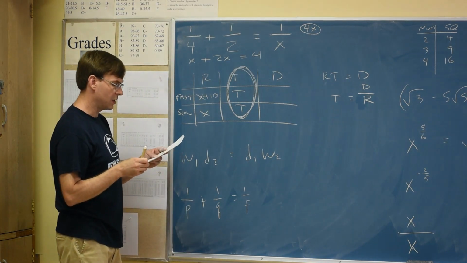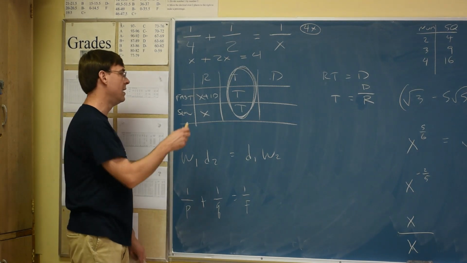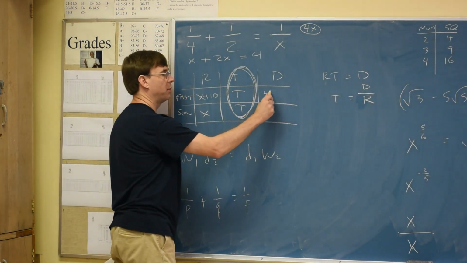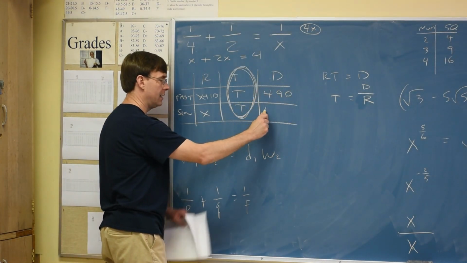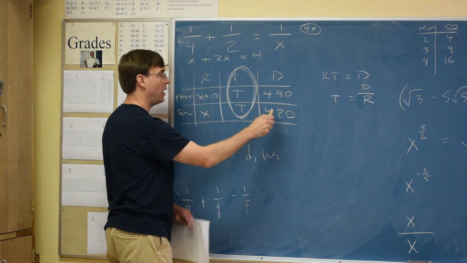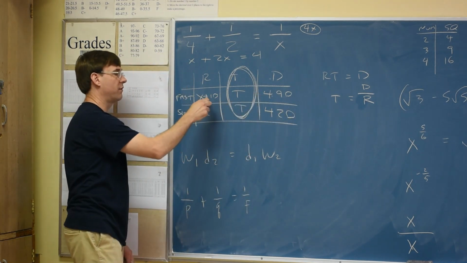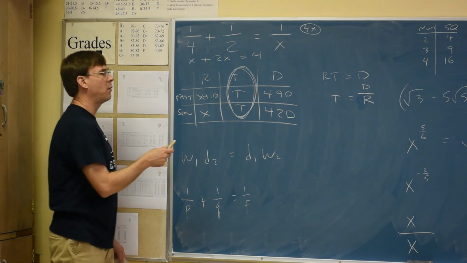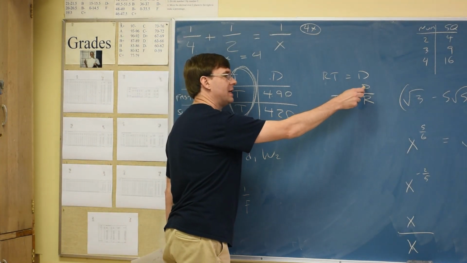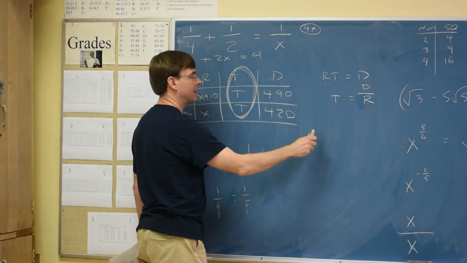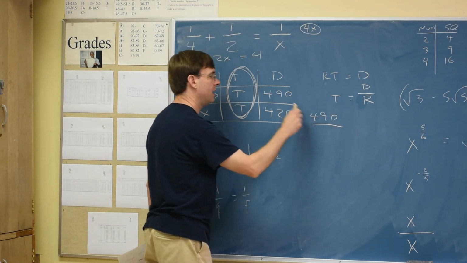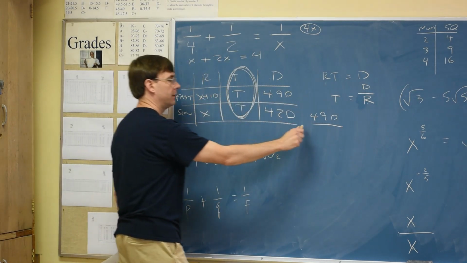For our distances, the 490, 420, make sure the fast car has the bigger number. So 490 and 420 with bigger number with faster car. And then we're going to make an equation by putting the d's on top of the r's because that says so. 490 goes on top of its rate.